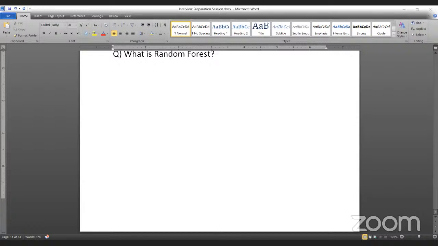So what it does is it uses internally bagging technique along with feature randomness. Okay, and when building each individual tree, it makes sure that the trees are uncorrelated. Okay, it basically creates an uncorrelated forest of trees.